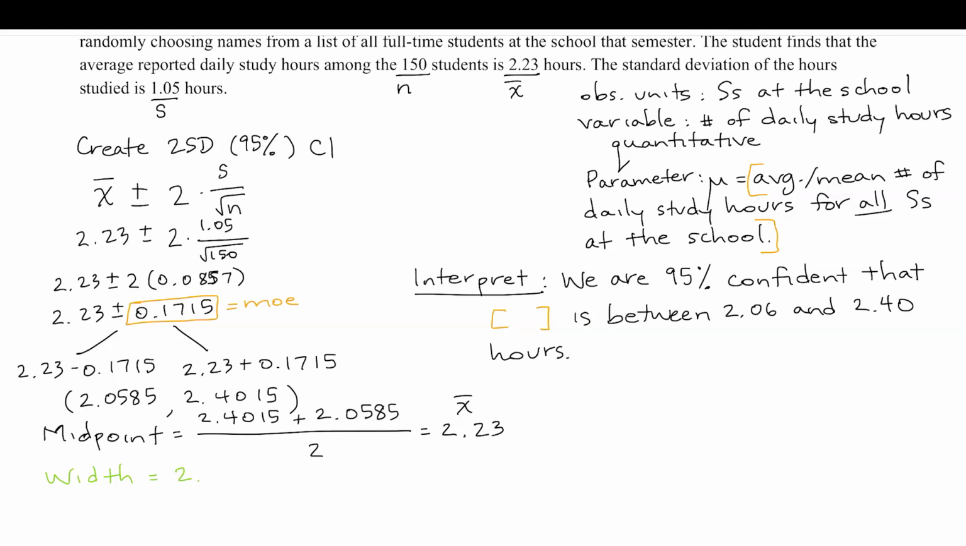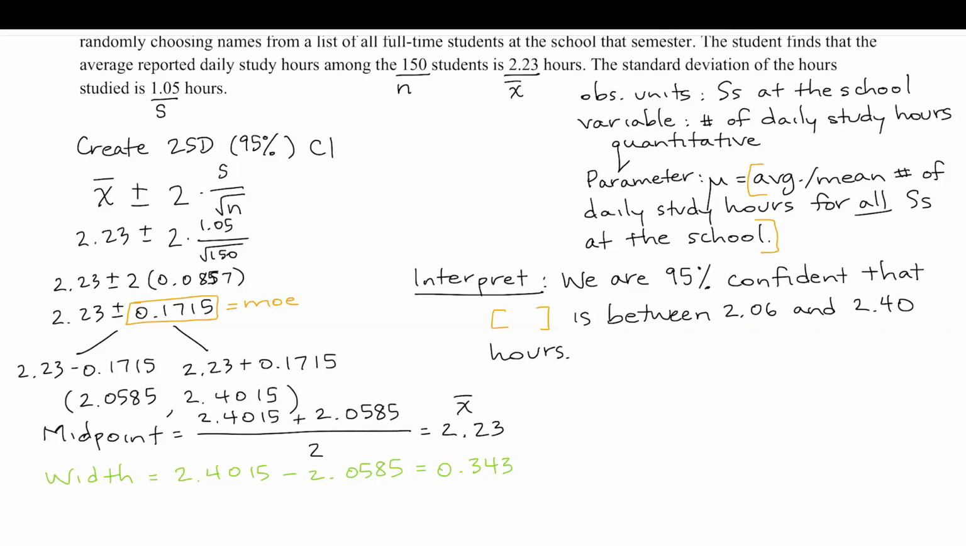All right, let's try this width again. If we take 2.4015 and subtract 2.0585, we should get a width of 0.343. Okay, so again, just double check that. I apologize for my error, and hopefully if you thought you were doing it wrong, now you know in fact you were doing it right. When we do the subtraction of the high value minus the low value, we get a width of 0.343.